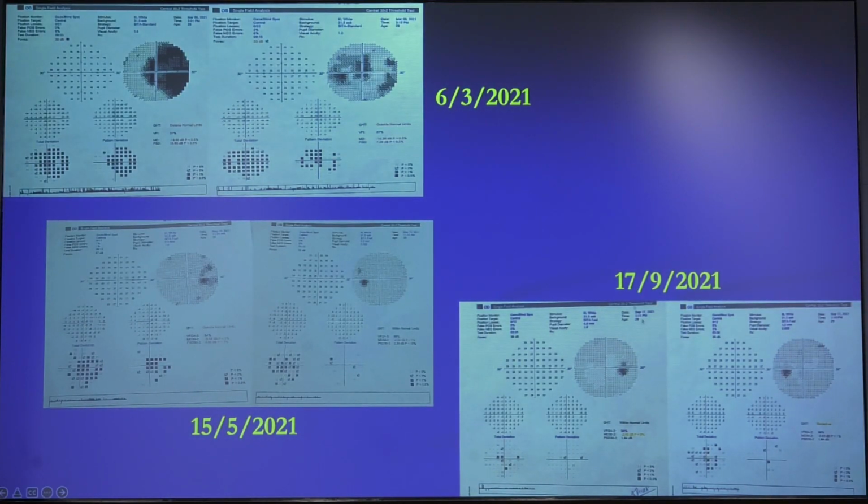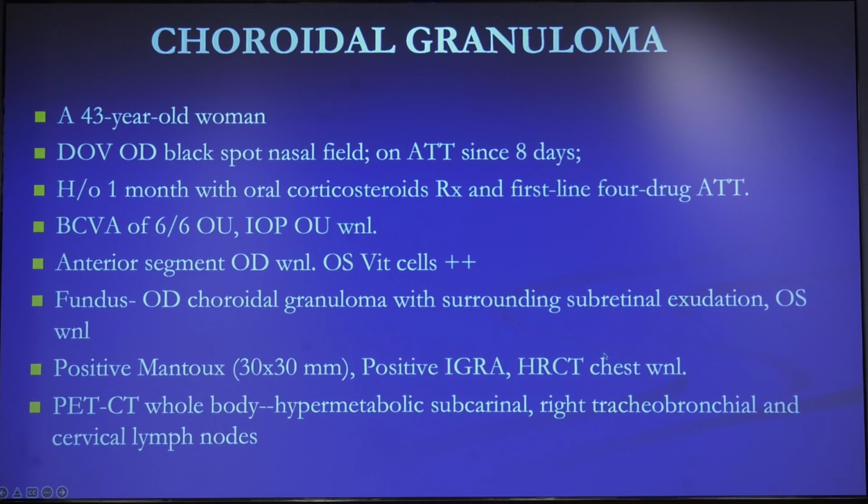And so this is how you picked it up on the fields. You can see in the top left that there was a dense scotoma involving the fixation and the blind spot, more so in the right eye. The left eye is a healing or resolving AZOOR, so you can see scotomas are not that dense, but with follow-up, these scotomas resolved. Choroidal granuloma has already been shown on the OCT.